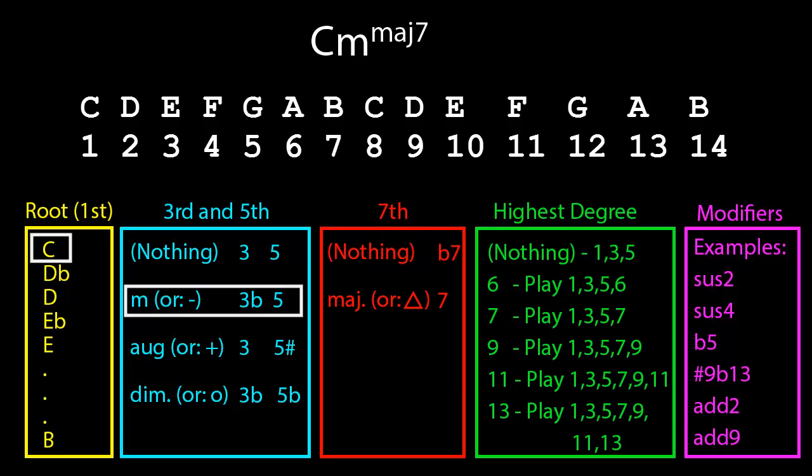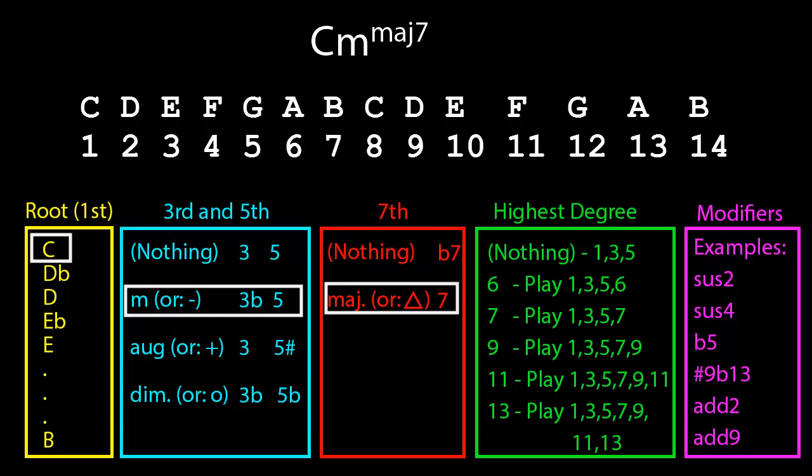If there is a major modifier, as is the case with our C minor major 7 chord, we're going to play the 7th degree as is, without raising or lowering it. The fourth part is the number part. In any chord, most chords will come with a number attached to them: 6, 7, 9, 11, 13.